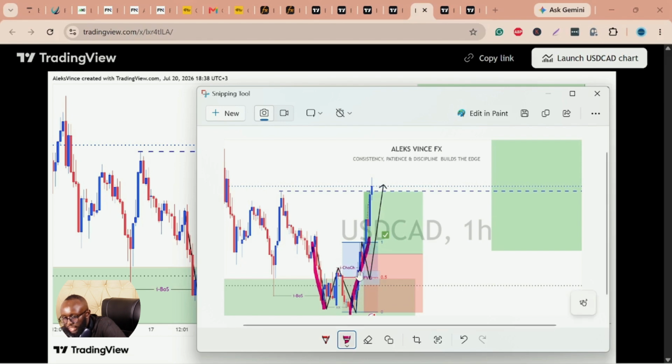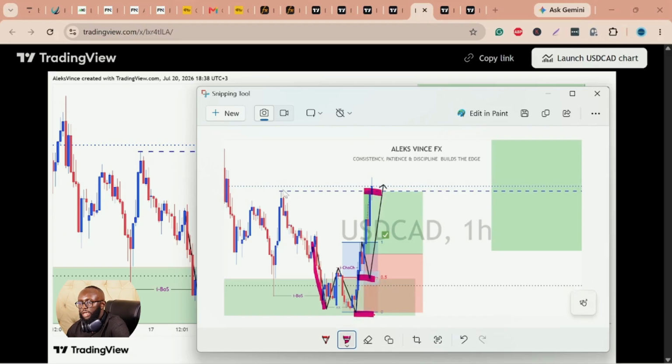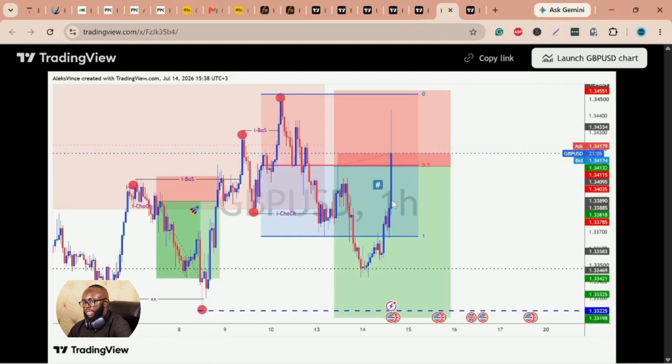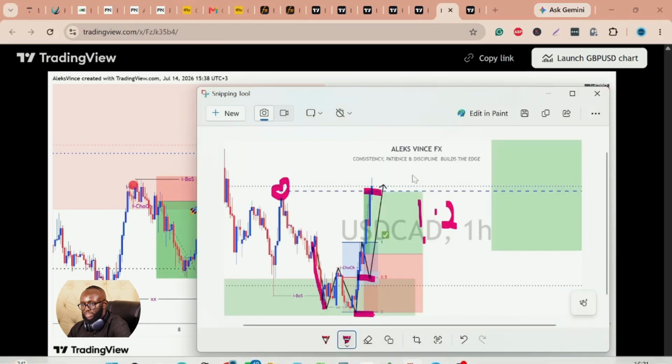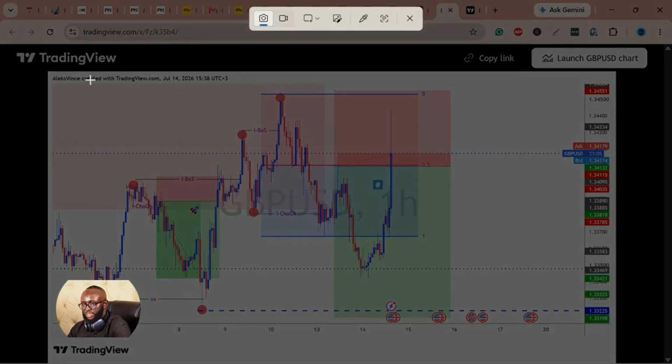So with this move, once the market did that, you can see there's a single candle setup that came to test the 0.5. So that is my entry point, my stop loss just below here, my take profit based on the next key level, or you can also just set it to 1:2 risk reward ratio. Now let's also break down this GBP USD. So that was also a winning trade.